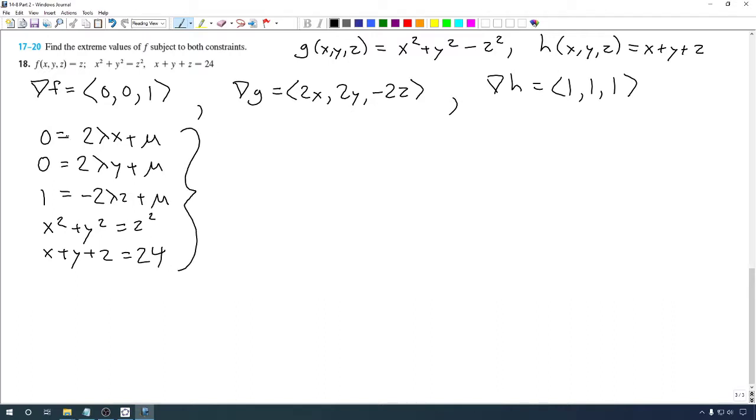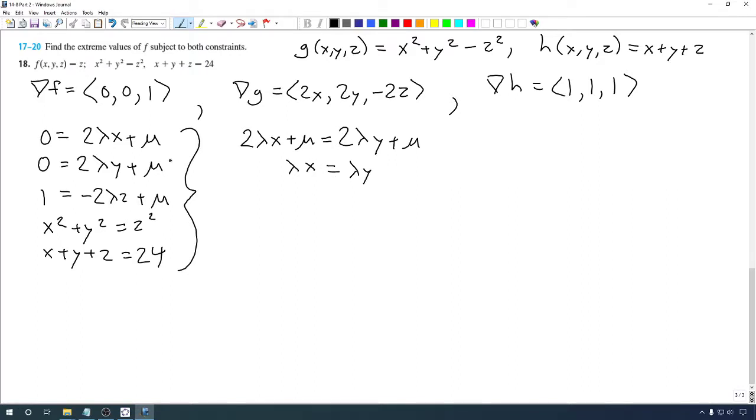My first thought is that if I look at these first two equations, these both equal 0, so they're also equal to each other. And in fact, the plus mu here I can cancel out. I go ahead and subtract mu and divide by 2, so I'll have lambda x equals lambda y. Of course, there are two possibilities here. Lambda could be 0, in which case this would definitely be true.